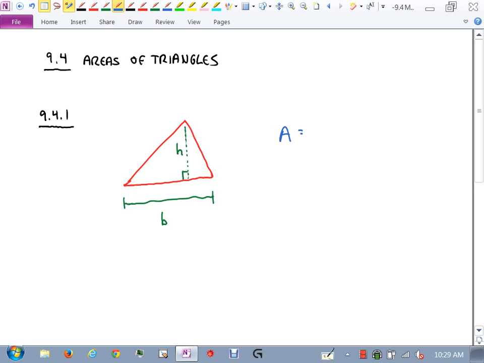Have y'all heard that before? 1/2 base times height? Yes, show of hands. Okay, most people have seen that. Area of a triangle is 1/2 base times height. I'll just show you real quick where that comes from, all right? Because it's pretty simple to show you. Can I show you? Do you mind? It'll take just a second.